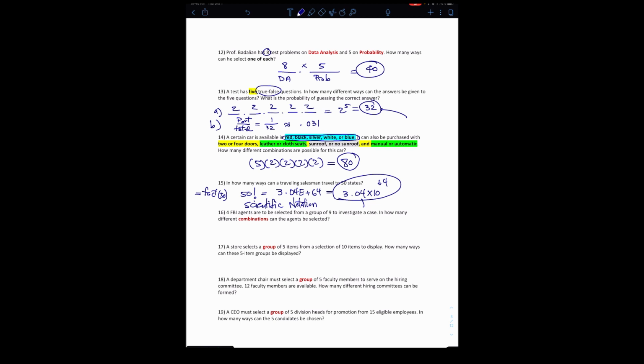So let's move on to number 16. 4 FBI agents are to be selected from a group of 9. In how many different combinations could this happen? Well, this one gives it to you, how many combinations.